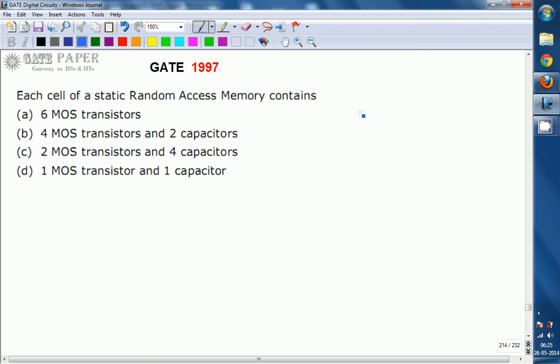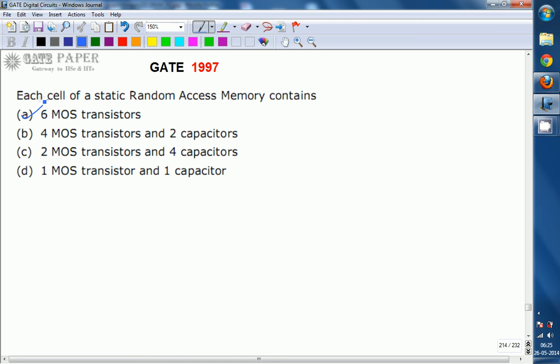Each cell of a static random access memory contains: A. 6 MOS transistors, B. 4 MOS transistors and 2 capacitors, C. 2 MOS transistors and 4 capacitors, D. 1 MOS transistor and 1 capacitor. So the right answer for this question is A.